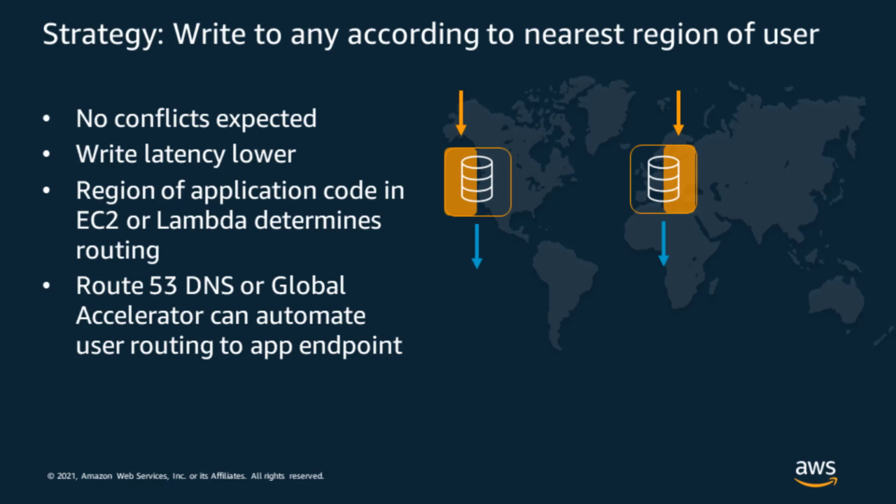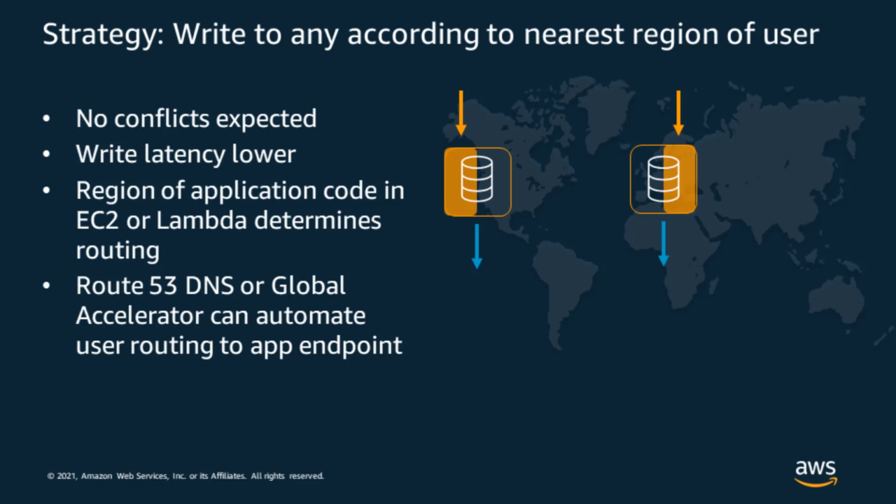So let's try a different strategy. What if we write according to the nearest region of the users? Can we do that? Well, I think so. Our users are probably going to be web users or mobile users, and they probably don't talk to DynamoDB directly. They probably talk to an application running on EC2 or Lambda or a server on premises or something like that. And as those application platforms get into the AWS cloud, they have their own region. So based on the region that they're running in, we could go to a global table replica that's in a matching region.